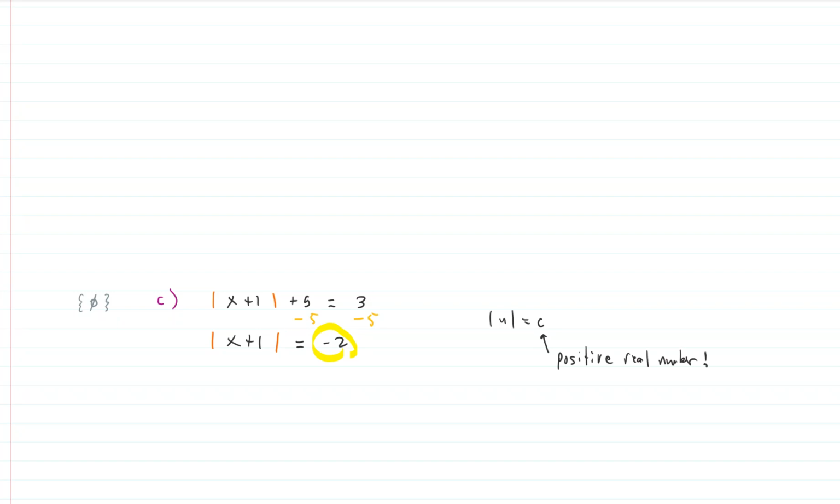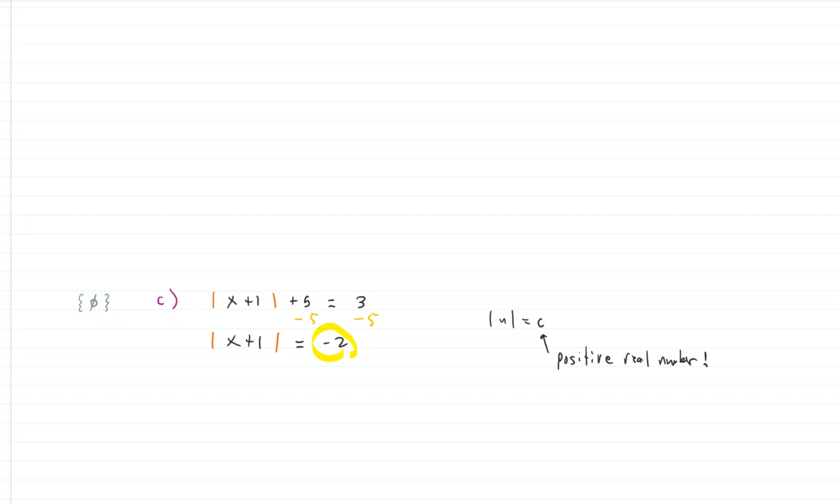Why does c have to be positive? Because nothing can come out of the absolute value and be negative. That's the rule of the absolute value, right? It makes any negative positive, and it keeps any positive positive. So anything that comes out of an absolute value has got to be positive.